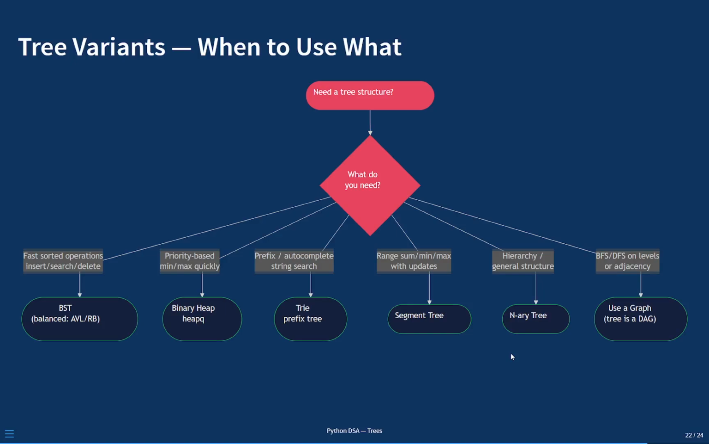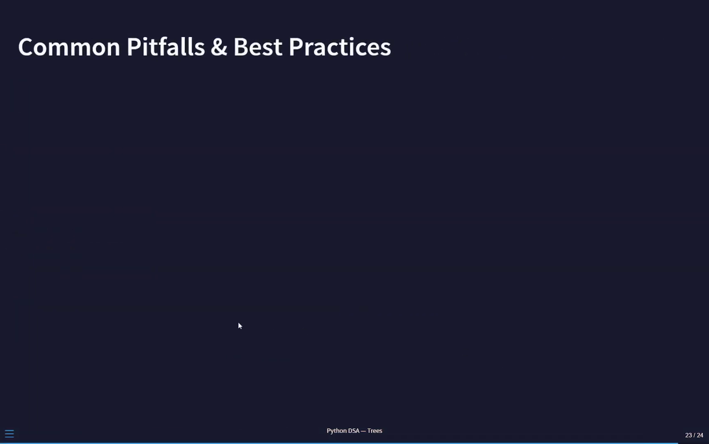The diagram encodes this decision flow directly. Start from your requirement. Follow the edge that matches. Arrive at the right data structure. Let's close out with the mistakes that trip people up and the patterns that prevent them.